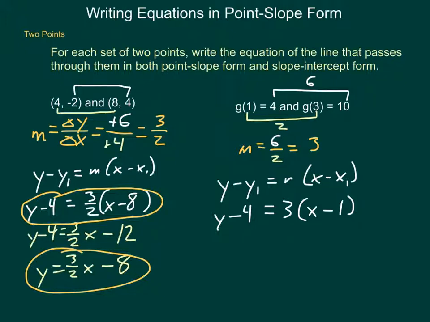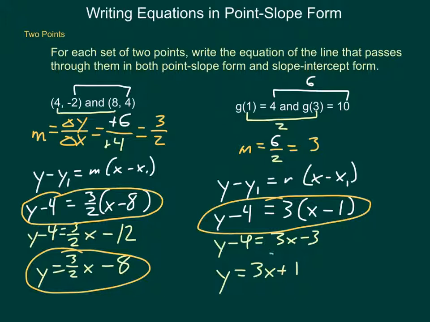This is point-slope. Now in order to get slope-intercept, again I'm going to distribute. So y minus 4 equals 3x minus 3. Adding 4 to both sides, I get y equals 3x plus 1. So again, I have point-slope and slope-intercept. The point-slope is quicker to get to because I can use any point.